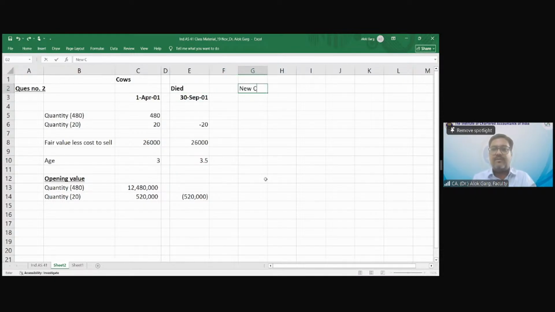New cows. When new cows were purchased, can you help me please? When were the new cows purchased? 1st October. 1st October 2001. And how many new cows were purchased? 20.